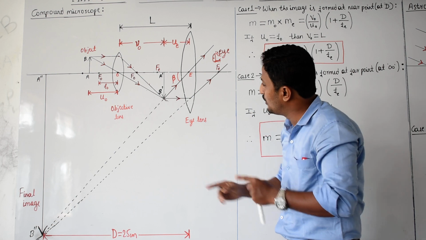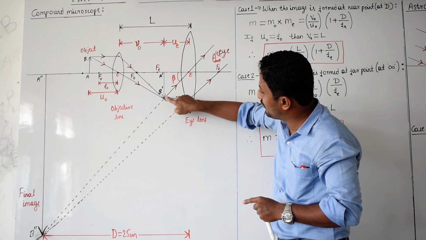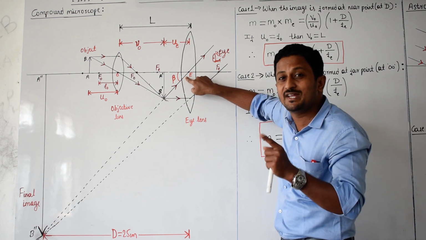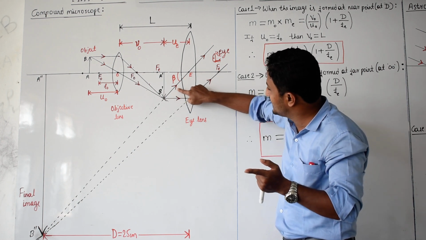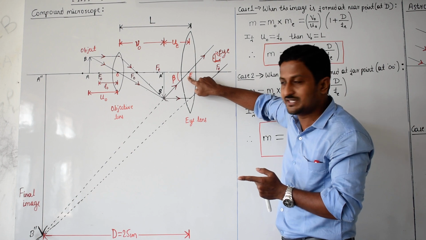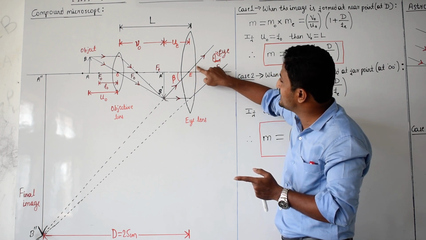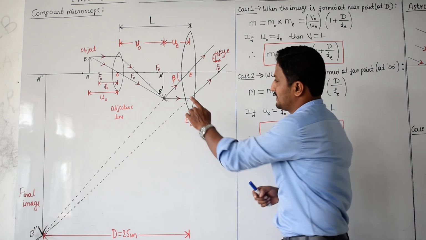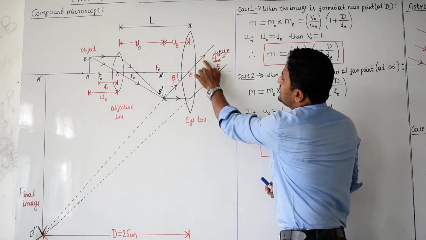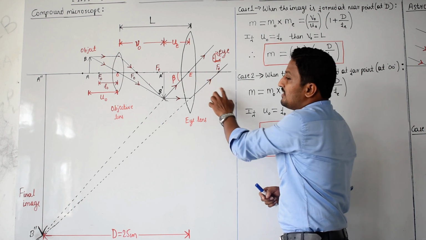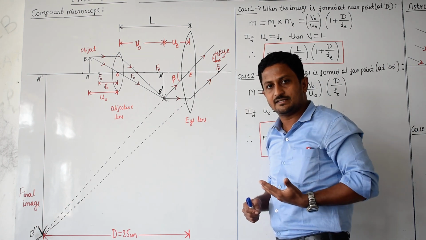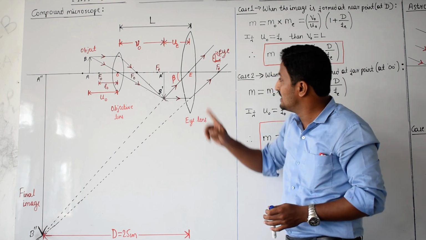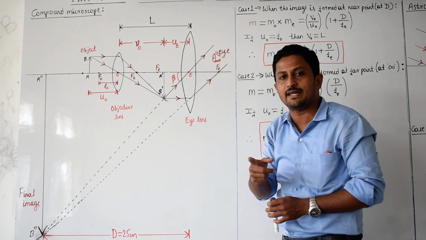One more light ray from that object is the one passing through the optical center. This light ray goes along its initial path only, because it is not going to change its path. These two light rays are refracted light rays. I mean, these two are the final light rays received by your eye.